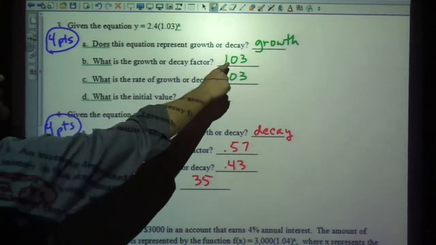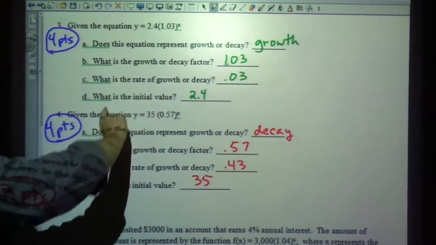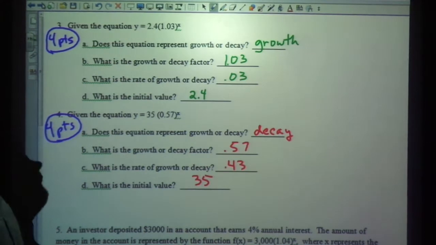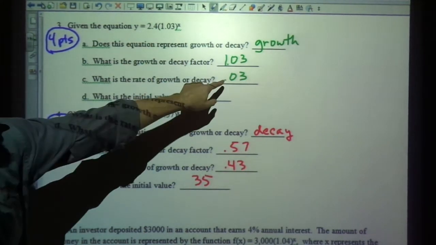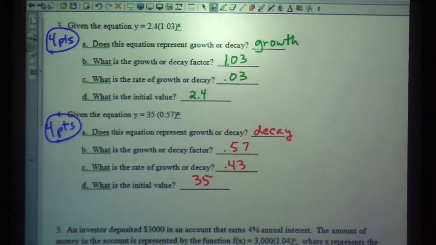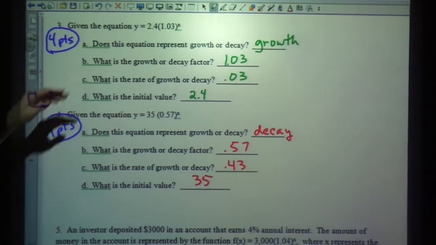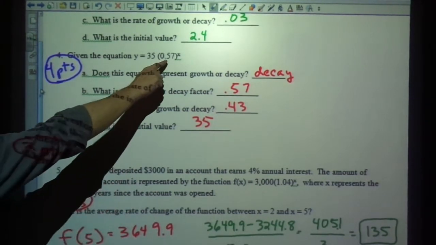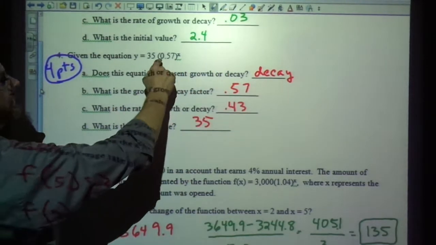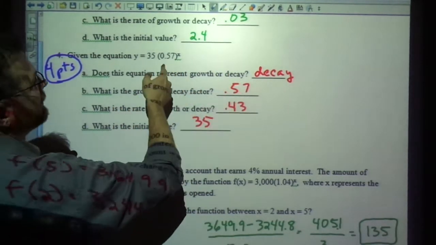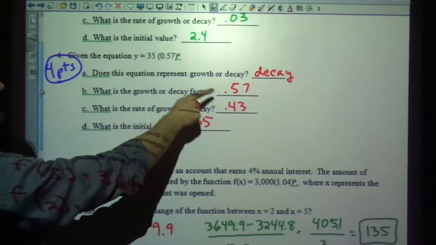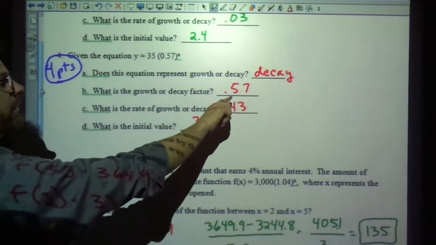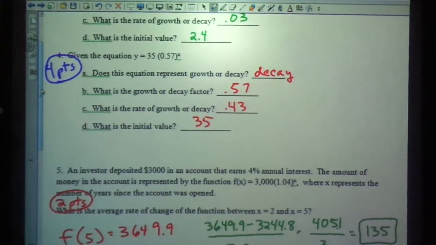The growth factor is the number 1.03. How much is that above 1? 0.03 above 1, so that is the rate. What's the initial value? 2.4. 1 point each. This one, it's less than 1 in here, so it is decay. The factor is 0.57. We subtract it from 1. It is 0.43 less than 1, so this is the rate. The initial value is 35.